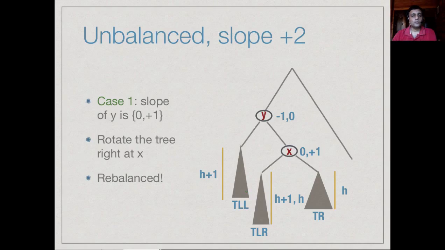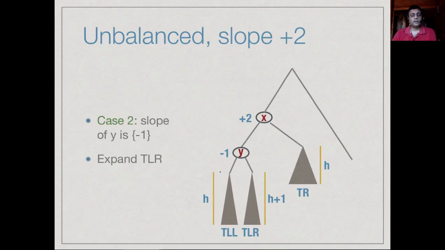But now if you look at the slopes, we have just inherited the slopes from what we knew: the slope of TLL was H plus 1, TLR was H plus 1 or H, and TR is H. So the overall height at this point is either H plus 1 or at most H plus 2. If it is H plus 2, then the height slope at Y is minus 1. If it is H plus 1, then both sides are H plus 1, and the slope at Y is 0. And if we look at X, here we have H or H plus 1, and here we have H, so the difference is either 0 or plus 1. So X is now balanced, Y is balanced, and by assumption, inductively, all the gray subtrees are balanced. So by one right rotation, we have rebalanced the tree.